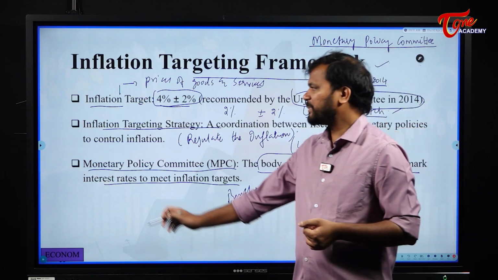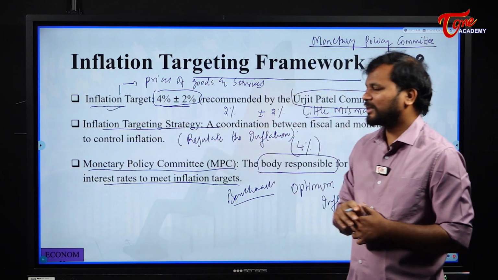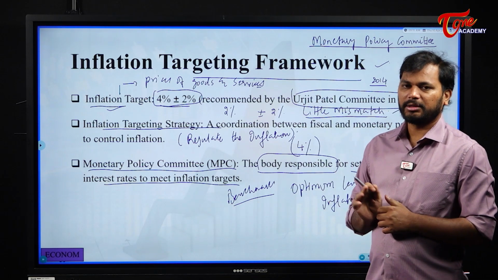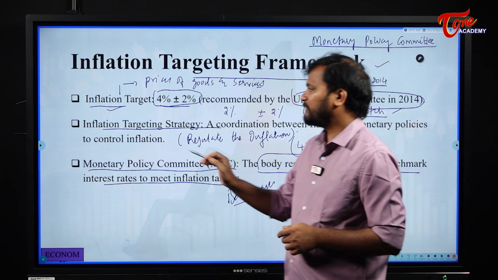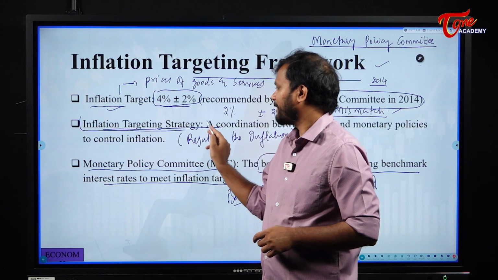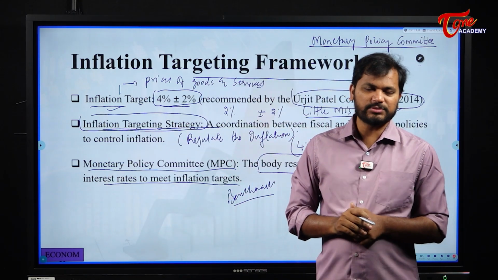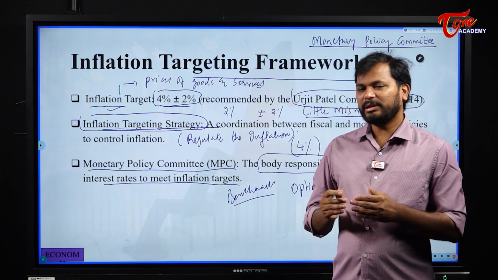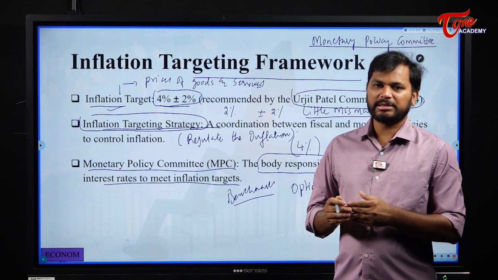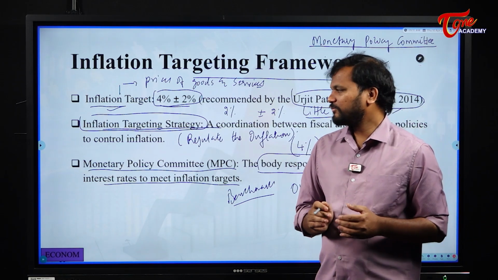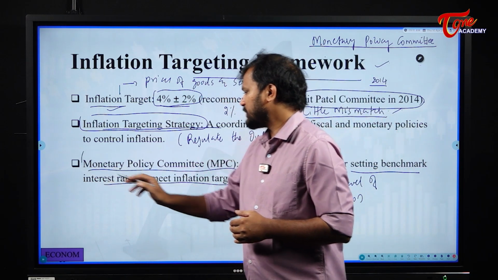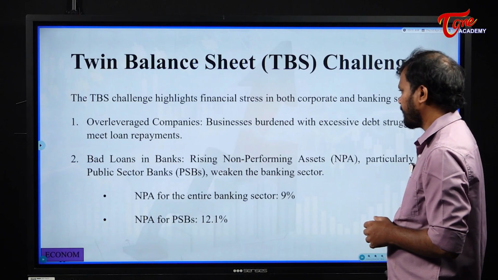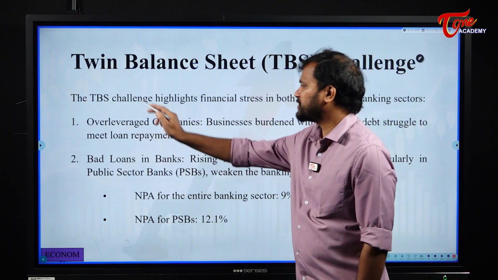Now, the question can be asked in a way: what is the target of inflation with respect to the Urjit Patel Committee appointed in the year 2014? Next, inflation targeting strategy. Is it the responsibility of only the monetary policy to target inflation, or is it the responsibility of both the monetary policy and the fiscal policy to target inflation? Next, the recommendations of the Monetary Policy Committee. Clear?